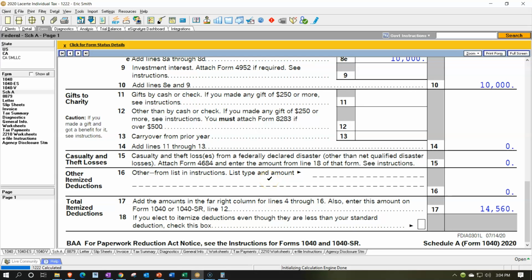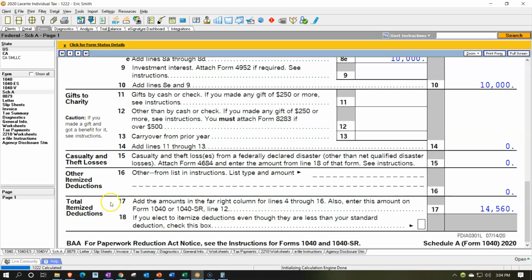Casualty and theft losses. This used to be a broader category, and they have now condensed it a lot. So casualty and theft losses from a federally declared disaster other than net qualified disaster losses, attach Form 4684. It has to be a federally declared disaster, and there have been some zones this year, so that very well will qualify for many people. But notice that before the change about 2 years ago, it was a broader category. It's probably good for tax preparation purposes in general that they narrowed it, because that could be a place of confusion before. So in any case, that's that one.